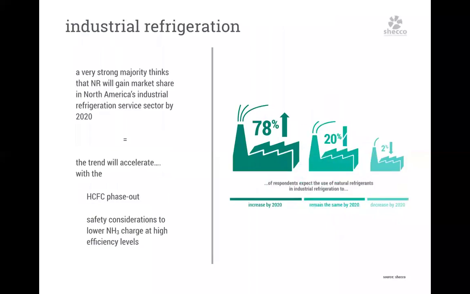Again, when we look at the market trends, a very strong majority, 78%, thinks that natural refrigerants will gain market share in the industrial refrigeration sector in the next 4 or 5 years. The trend will accelerate with the HCFC phase out at the international level, and safety considerations to lower ammonia charge at high efficiency levels, keeping the same efficiency levels at higher safety levels. So this is all from my side on the content side for the Guide North America.